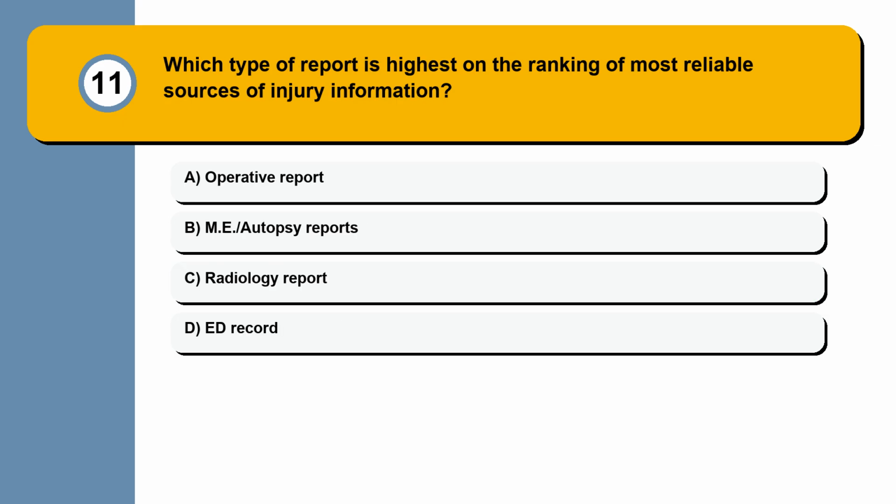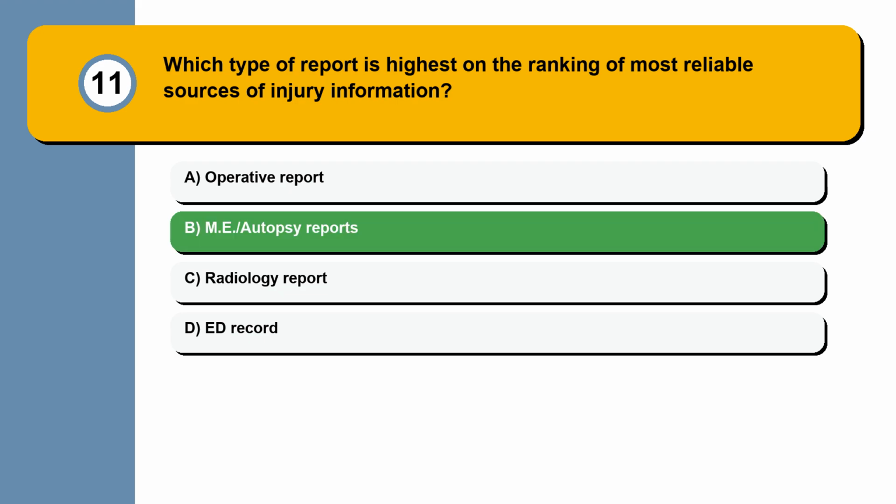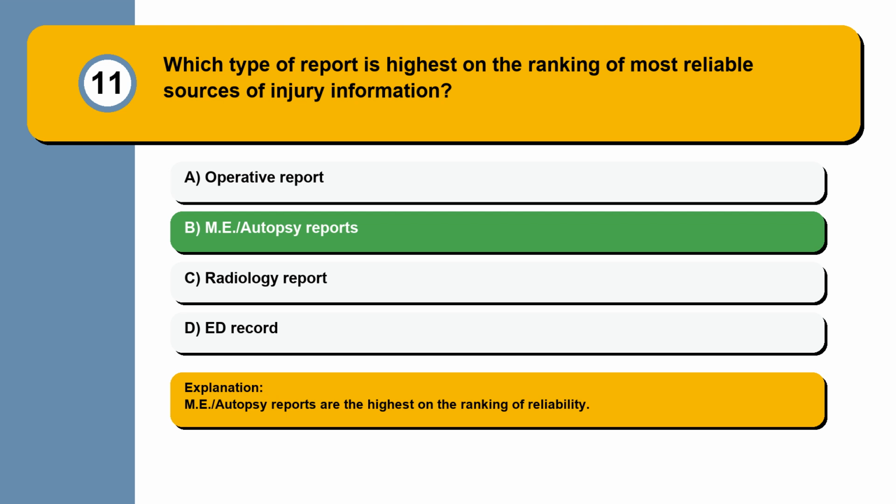Question 11. Which type of report is highest on the ranking of most reliable sources of injury information? Operative report, M.E./autopsy reports, radiology report, ED record. M.E./autopsy reports are the highest on the ranking of reliability.